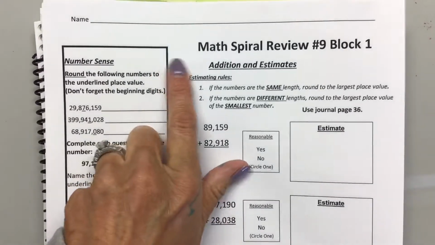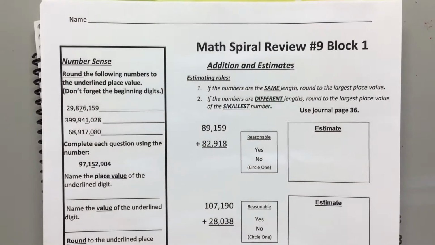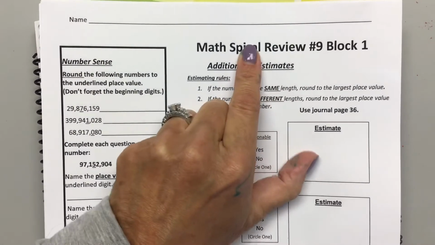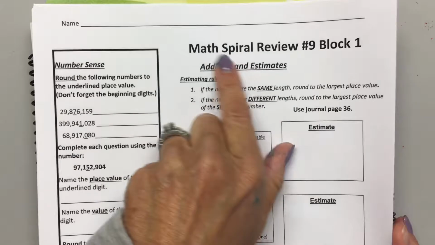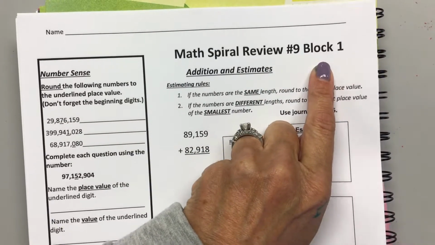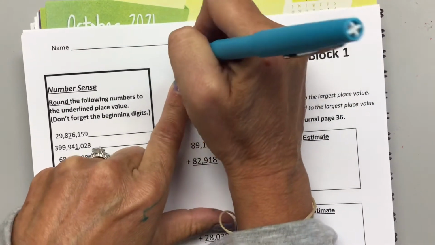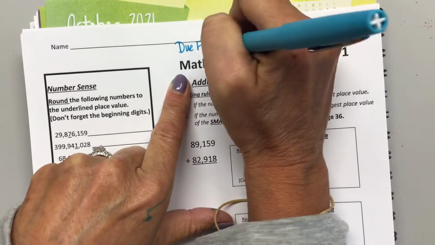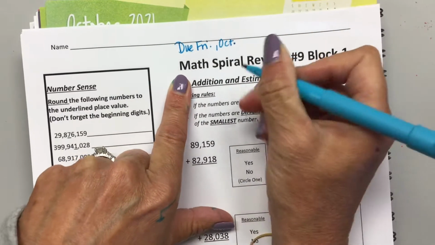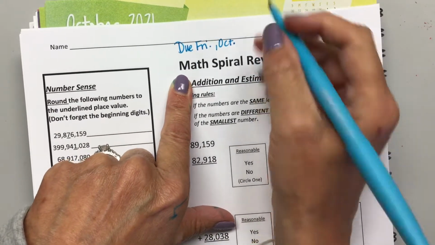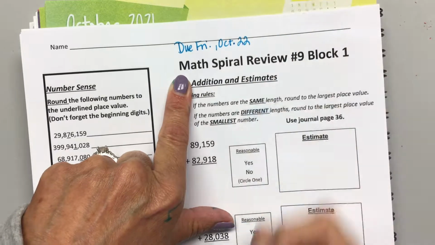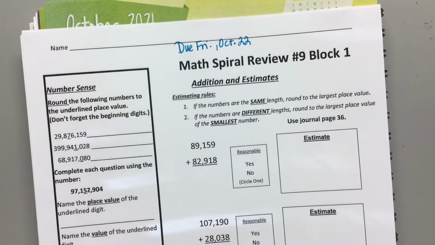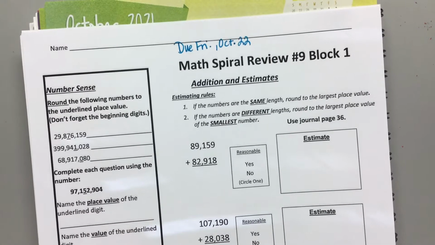Okay, let's look at our Spiral Review 9. This is for Block 1. I am waiting on a couple of us to be looking up at the screen. It's Math Spiral Review. This is Block 1. This is due on Friday, October 22nd? Okay. You can turn it in Monday, Tuesday, Wednesday, or Thursday, and Miss Candleberry or myself will check it for you.